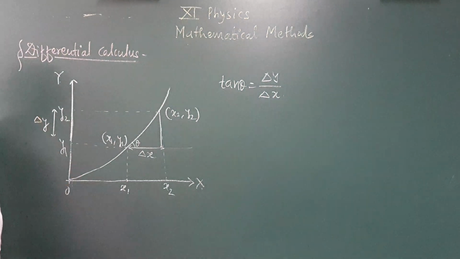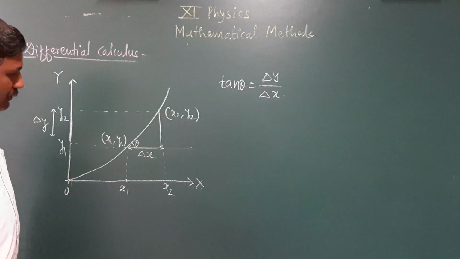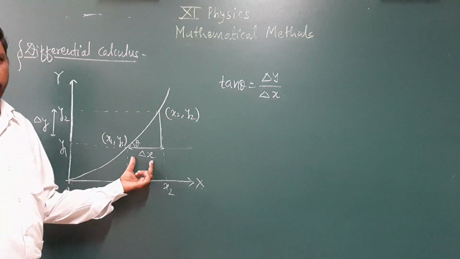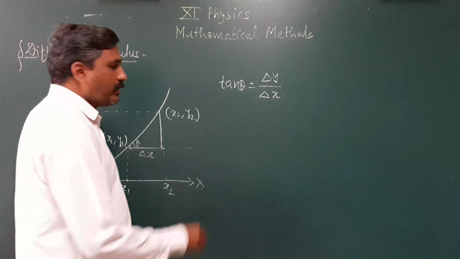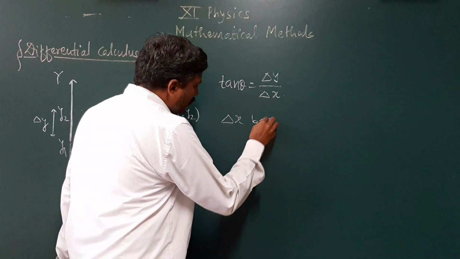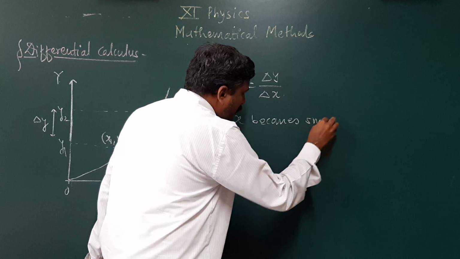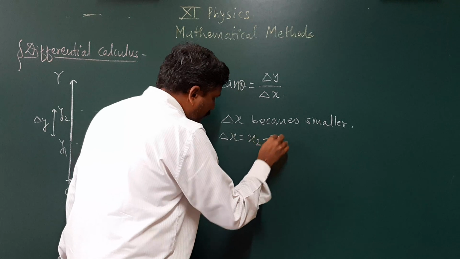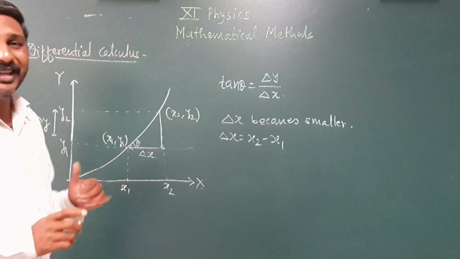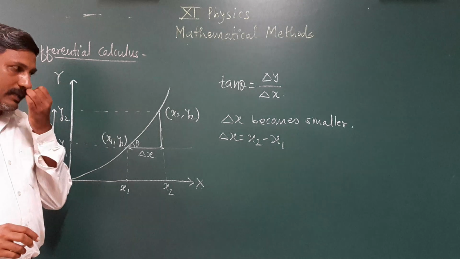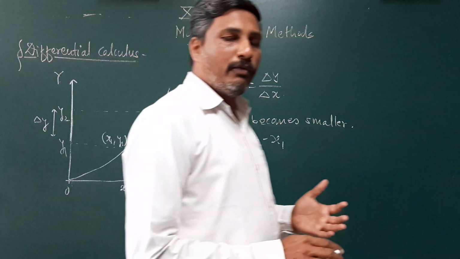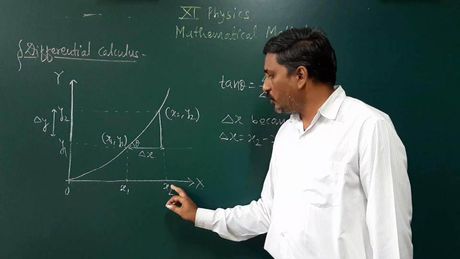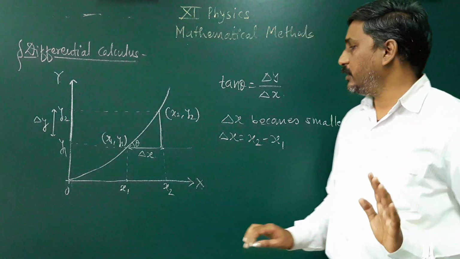Let us just play with this graph. Now, as this delta x becomes smaller, smaller, smaller, what does it mean? First of all, we know the meaning of delta x. Delta x means x2 minus x1, not x1 minus x2, because delta x is a change, and a change is always final minus initial. This is my final and this is my initial. So delta x equals x2 minus x1.